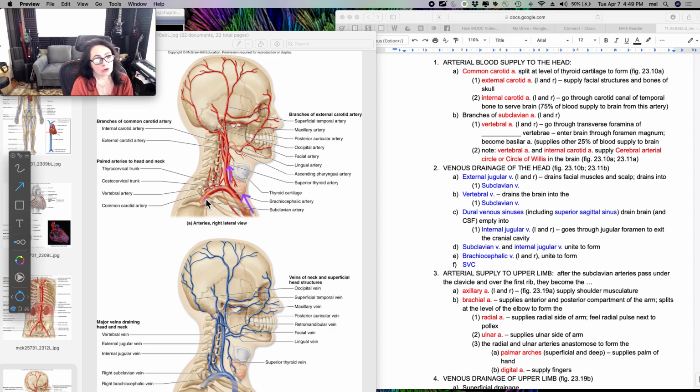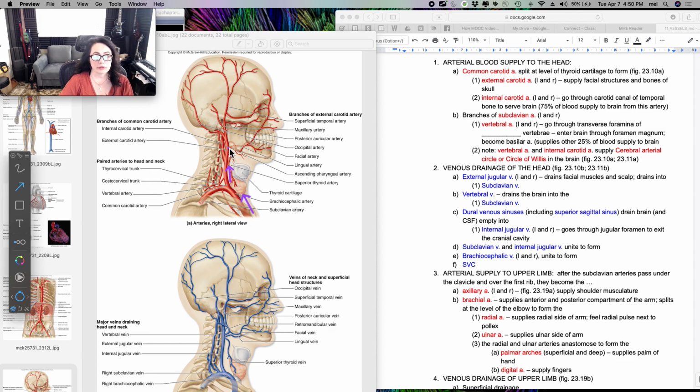And then the common carotids are called common because, generally speaking, when you run into a common vessel, it is going to split. So the common iliacs will split into internal and external iliacs. The common carotids are going to split into internal and external. It's not always internal and external for every common, but that's not unusual.